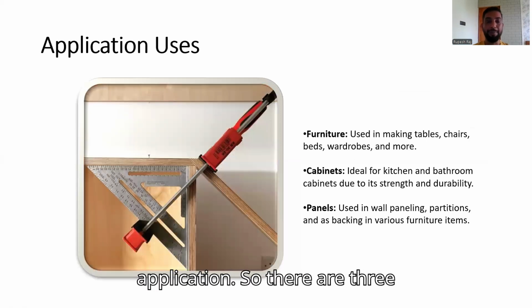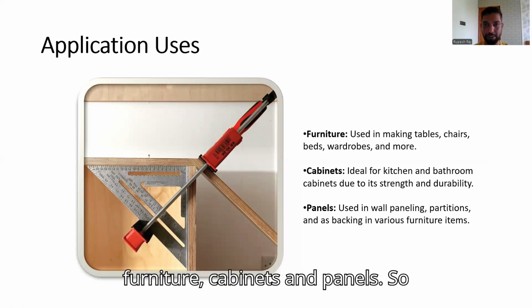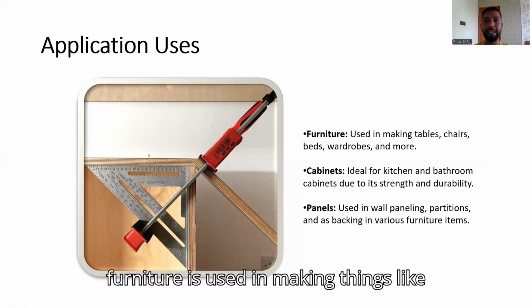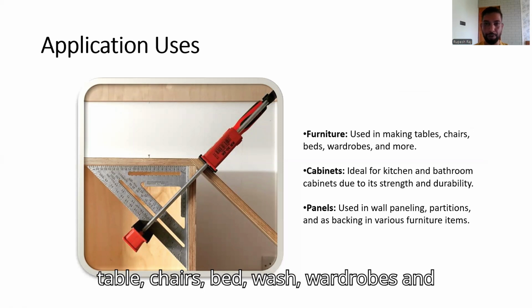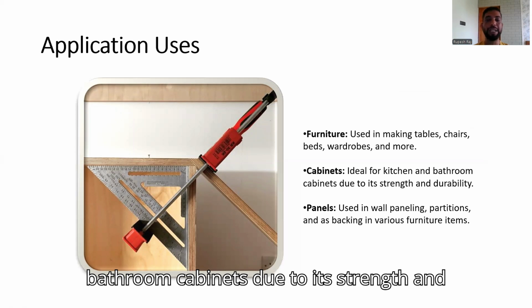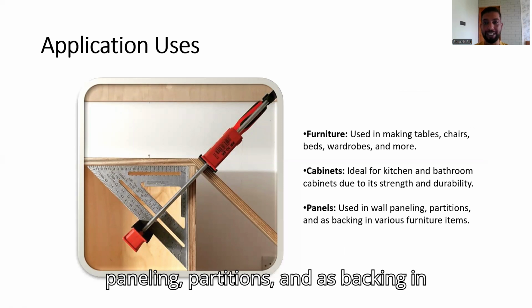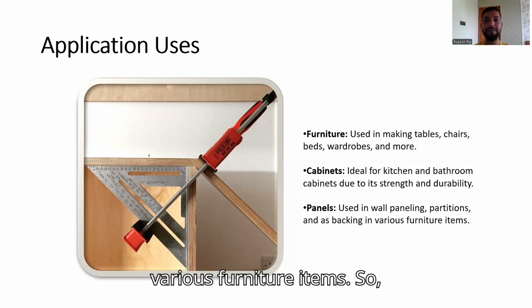Now let's understand the application. So there are three applications of plywood. One is furniture, cabinets, and panels. Furniture is used in making things like tables, chairs, beds, wardrobes, and many more. Cabinets are ideal for kitchen and bathroom cabinets due to its strength and durability. And panels are used in wall paneling, partitions, and as backing in various furniture items.